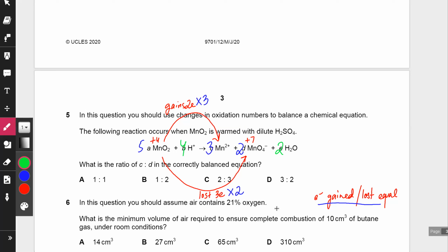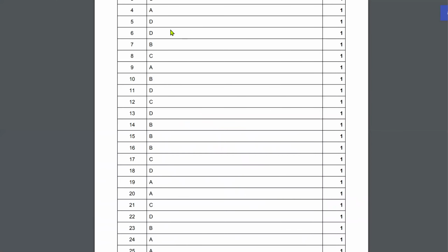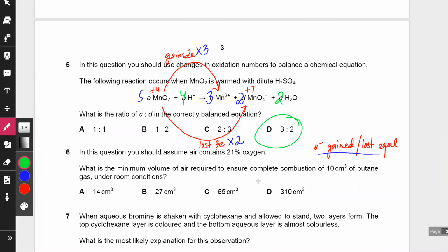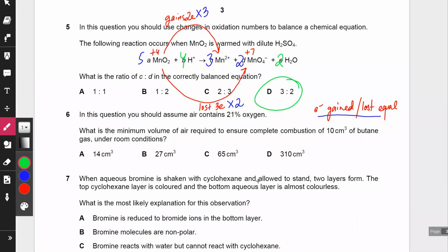So what's the ratio C to D? They were just asking for this. It's going to be D, the ratio 3 to 2. And also let me check what the number 5 is. 5 is D. Okay, that's fine. Is this clear to everyone? Yes, sir.